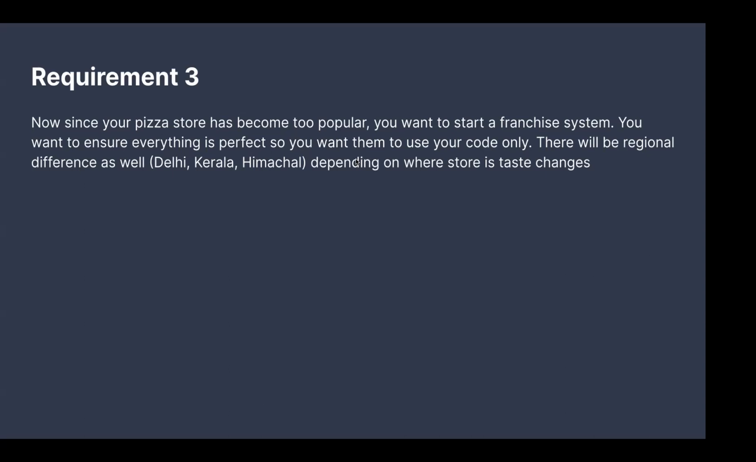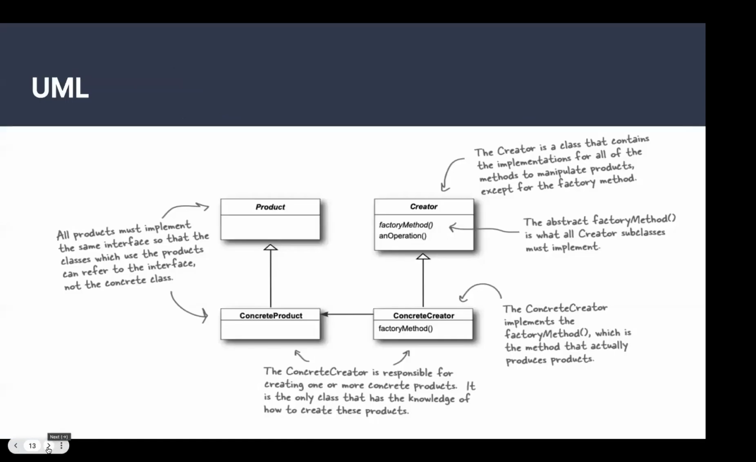Now let's see how we can really go and implement all this that we have discussed. So now what we have done is we have made this pizza store an abstract class, and we will keep our order pizza code as it is, and we will have an abstract method called create pizza. And all our factories will be implementing this create pizza.